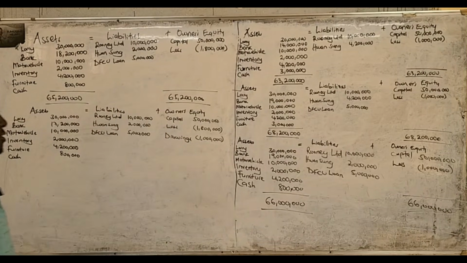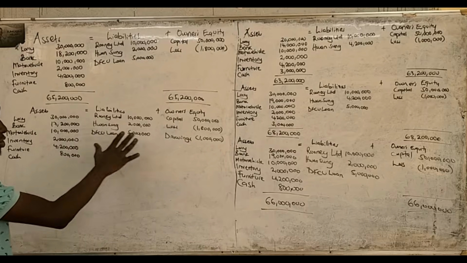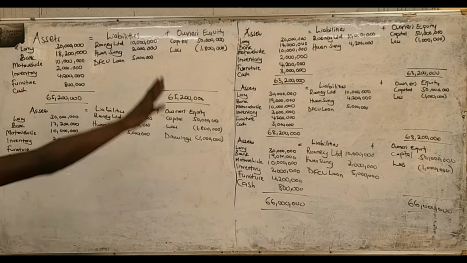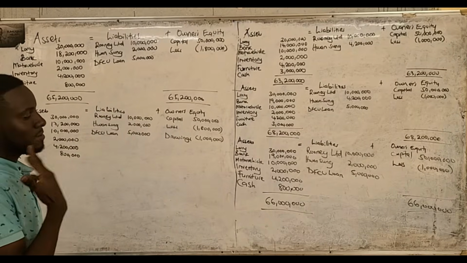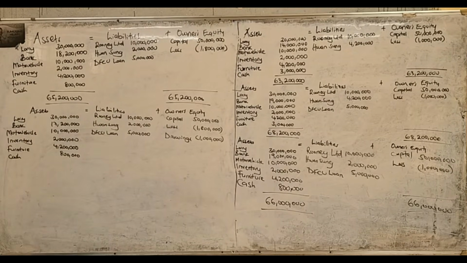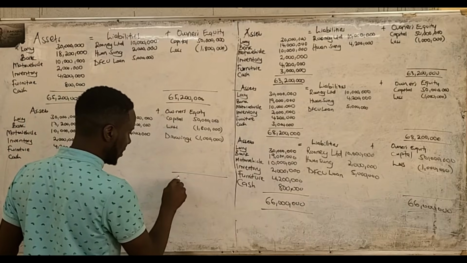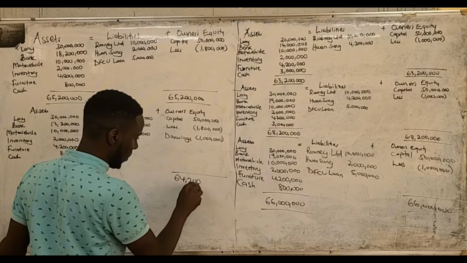So that's it. Now, for you who don't know the elements that fall under which, please go back in my video and watch, because all these things, I spoke about them in my previous video. Now, this is it. So we balance off. We shall have 64,200, and then 64,200.